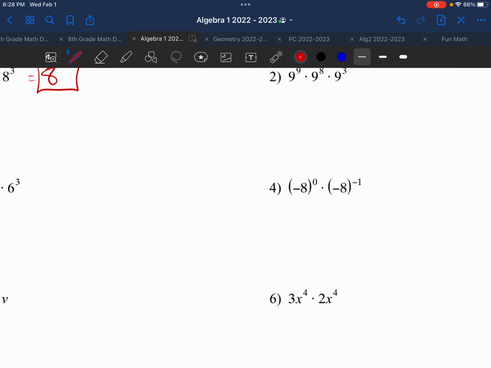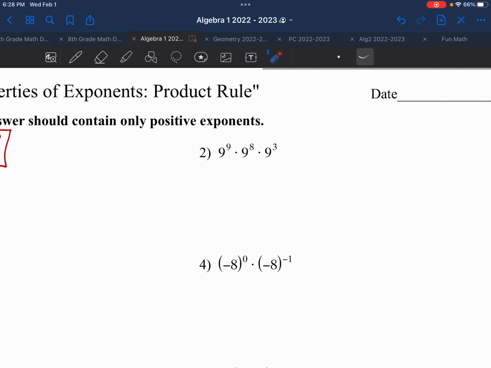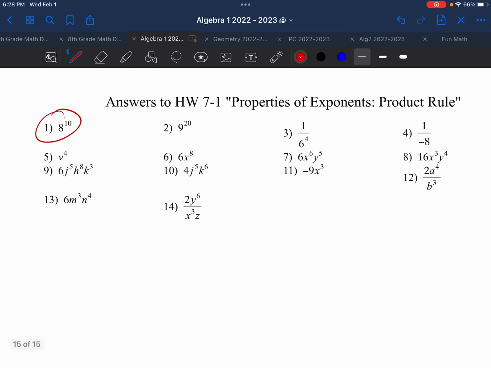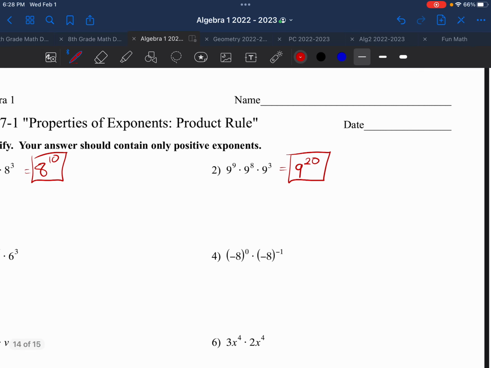Let's move on to number 2. I have a bunch of the same bases, same base, same base, same base. And because we have them multiplied, we're going to add all of their exponents. This is going to be 9 plus 8. This is going to be 17. And then 17 plus 3 is 20. So this is going to be 9 to the power of 20. Again, I'm adding 9, 8, and 3. Boxing my final answer. Let's see if I got the right answer. 9 to the power of 20. I'm on a roll. All right.